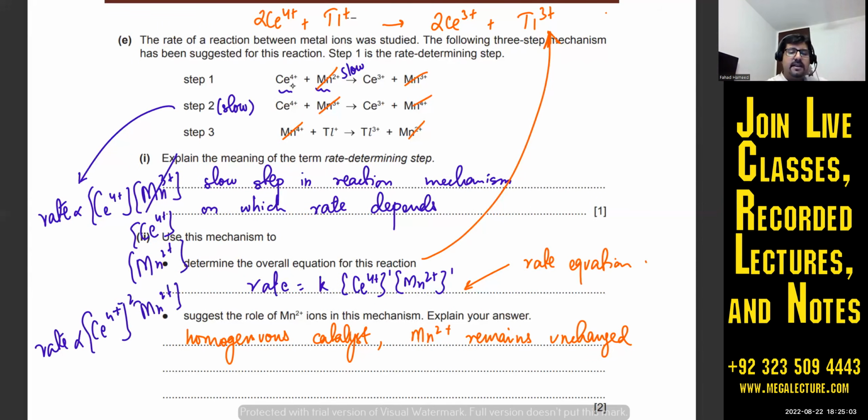I'm just repeating this, that this is what we learned, that the rate of the reaction depends on the slow step. So it depends on both, and then I would figure out that Mn3 plus is an intermediate and it depends on Mn2 plus and C4 plus. So when I say that rate depends on Mn3 plus, it in fact actually depends on Mn2 plus and C4 plus, right? So that's the equation I get. Clear till here? I'm just revising stuff. So is this clear?